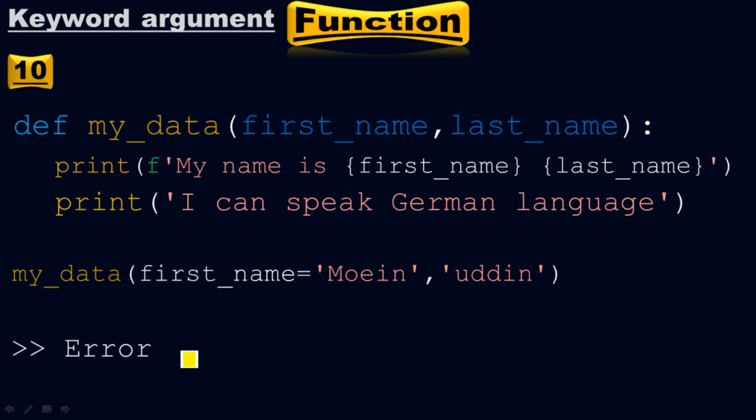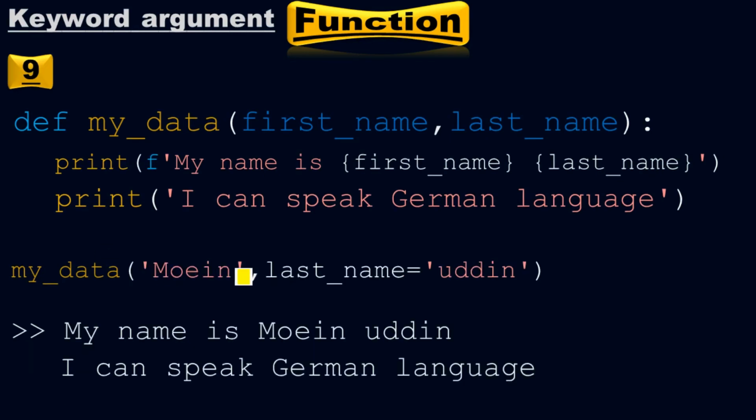If you remember, in the last example, example number 9, the first one was a positional argument and the second was a keyword argument. It doesn't affect. But if you put the first one as a keyword argument and the second one as a positional argument, then it matters. It will give an error.